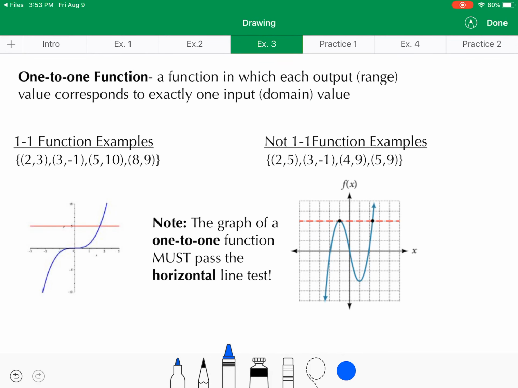Okay, what's it mean to be a one-to-one function? Well, it's a function in which each output, each range value, corresponds to exactly one input or domain value. Think of it this way. No y values repeat in order to be a one-to-one function.